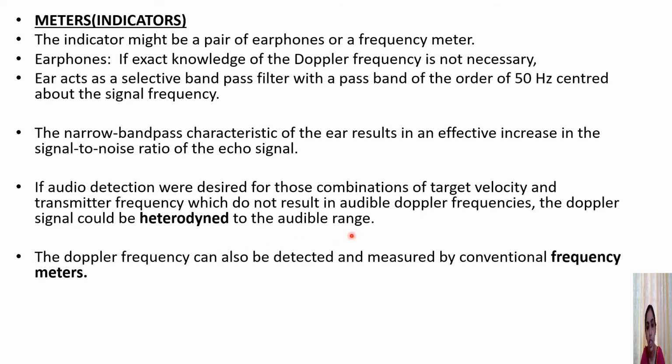So now we have seen a simple block diagram of a CW radar where we are not employing an IF amplifier. If required, we can heterodyne it or use a suitable IF amplifier, etc. And also we can use the conventional frequency meter. So two indicators are commonly used, that is, either earphones or a frequency meter.